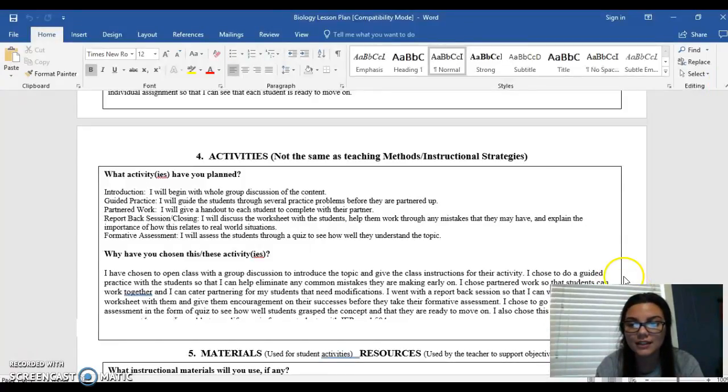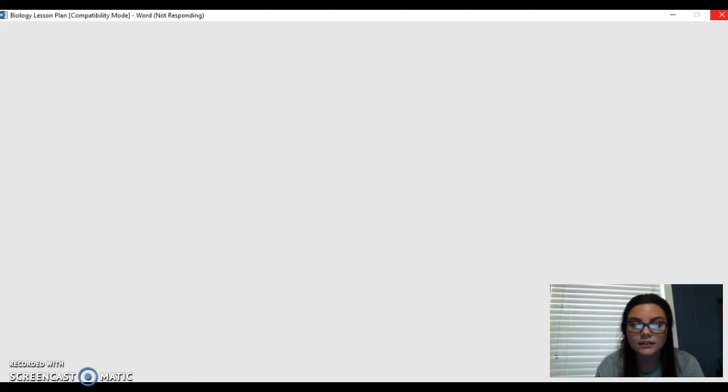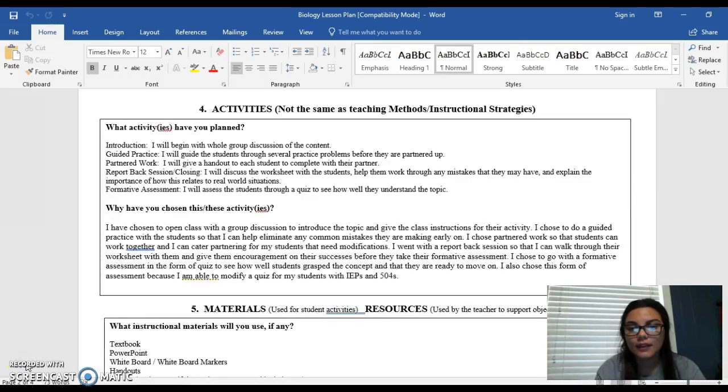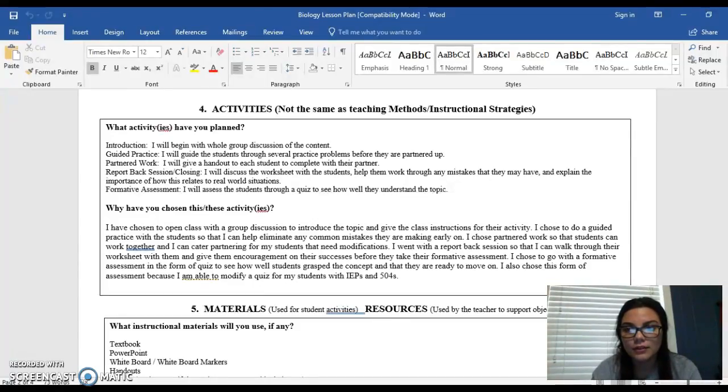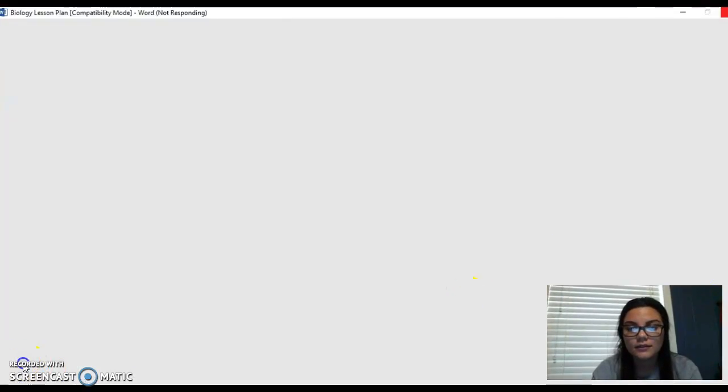And then I chose to go with a formative assessment to see how well they grasp the concept and if they're ready to move on to another concept. I also chose this form of assessment because I'm able to modify a quiz for any students with IEPs or 504s. So next we're going to move on to materials. Let's see. Section 5, materials and resources.